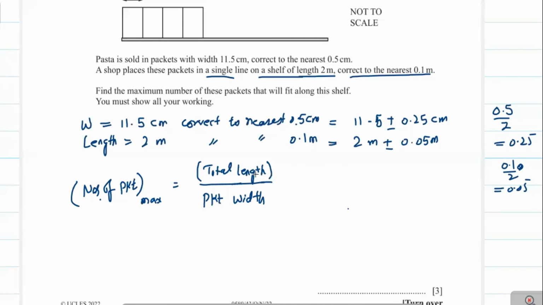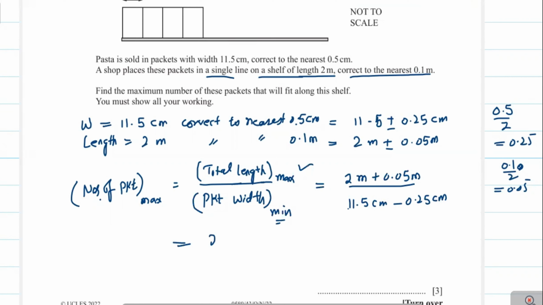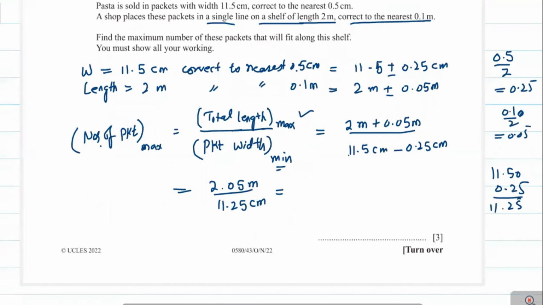Now you see here we have to find the maximum number of packets that fit. So the numerator will be maximum and the packet width will be taken as minimum. Now we take the total length as the upper bound value. The upper bound value of total length will be 2 meters plus 0.05 meter. And the minimum packet length here is the lower bound value, 11.5 centimeters minus 0.25 centimeter. Now we can write it as 2.05 meters. And that length is 11.50, and we subtract 0.25, we get 11.25 centimeters.